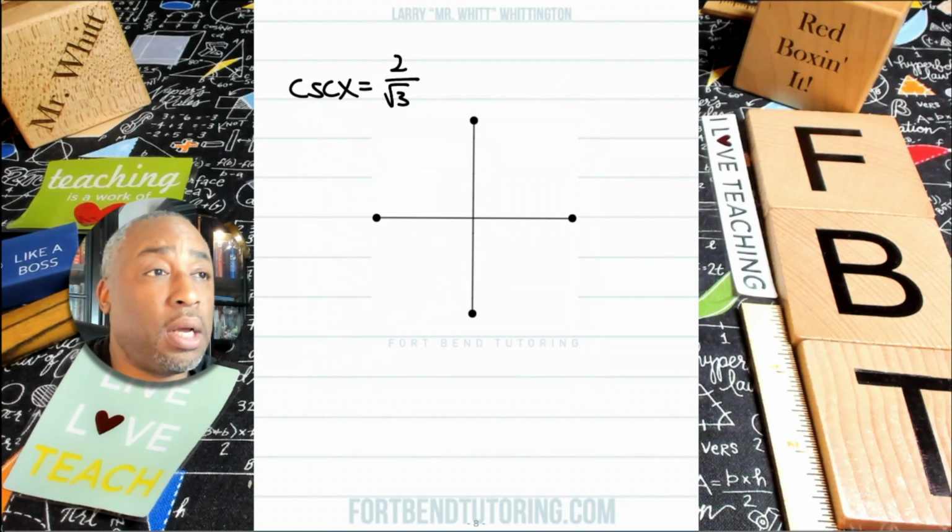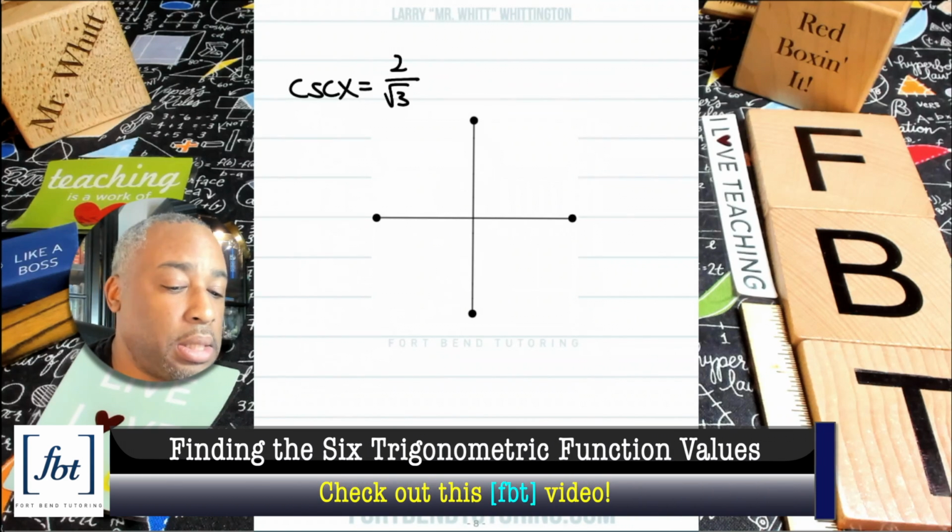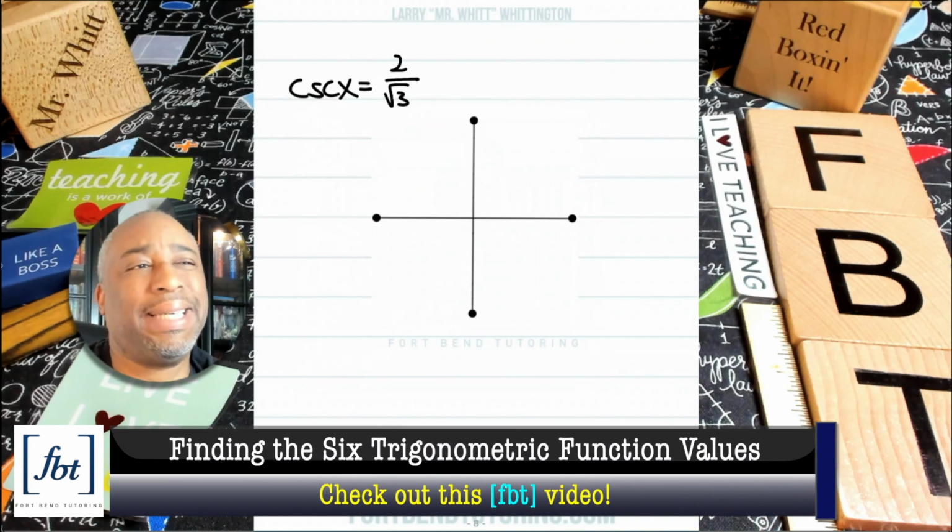All right, so we're going to set up our Cartesian plane here, and we will notice that our cosecant result here is positive.